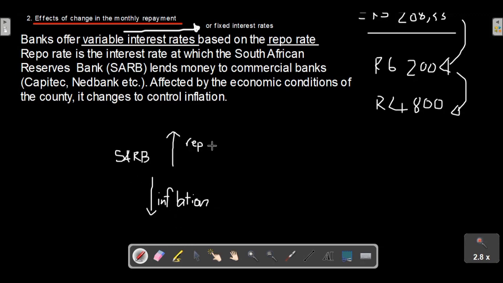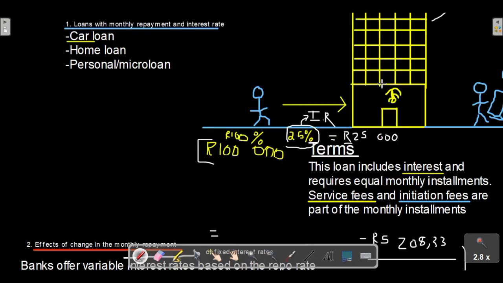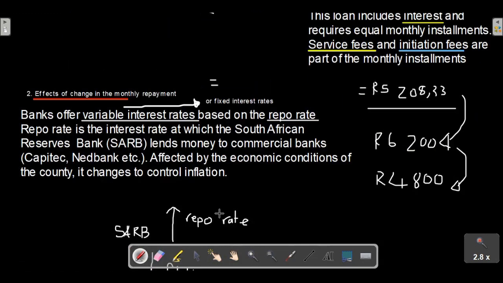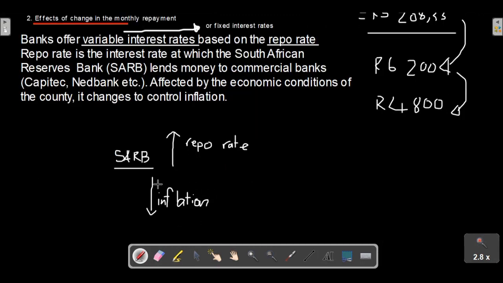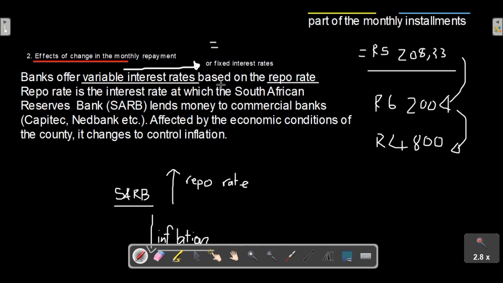Okay, so by increasing the repo rate, it's tough for the commercial banks to borrow money from the Reserve Bank, and so there's less money in the economy. That helps to decrease inflation. You don't have to know all of that. Just know that the variable interest rate is affected by the repo rate, which is set by the South African Reserve Bank, which lends money to the commercial banks that you borrow money from. I hope you understood me there.